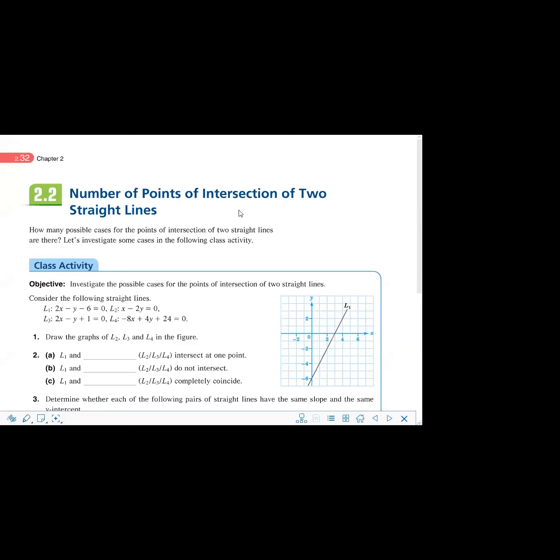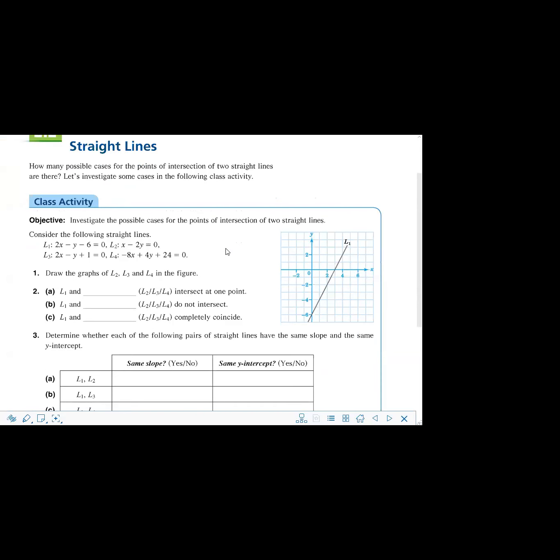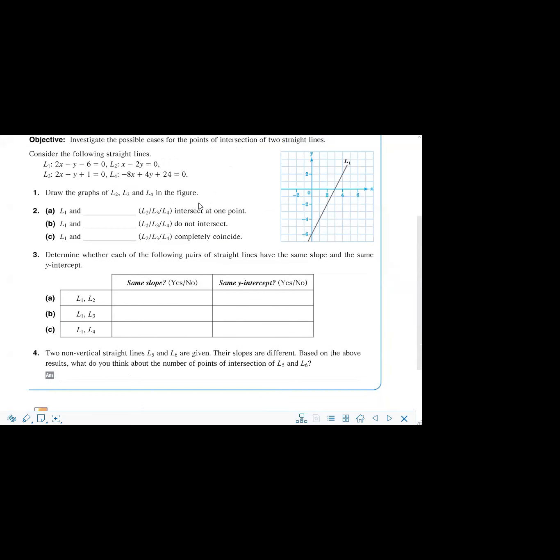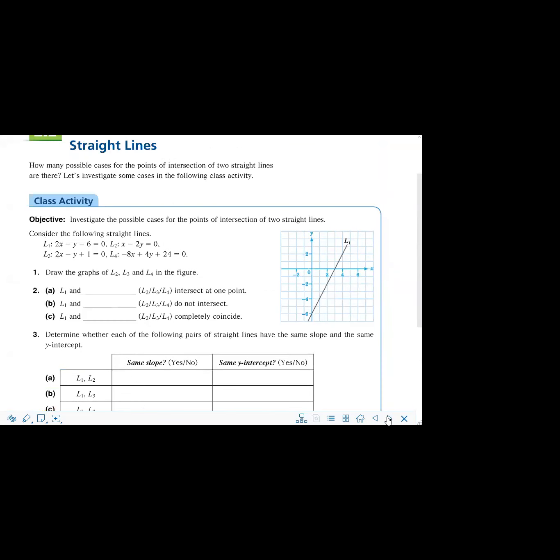So we are still talking about the equations of straight lines in the coordinate plane. But up to this moment, what we are doing is the equation of one straight line, one by one. In the following section, we are going to consider the relationship between two straight lines. There will be three different cases. I just tell you because it is very obvious, so I'm not going to go through the class activity here.